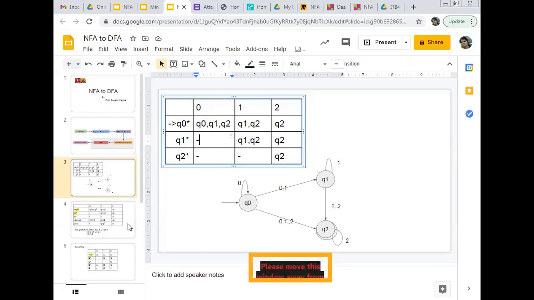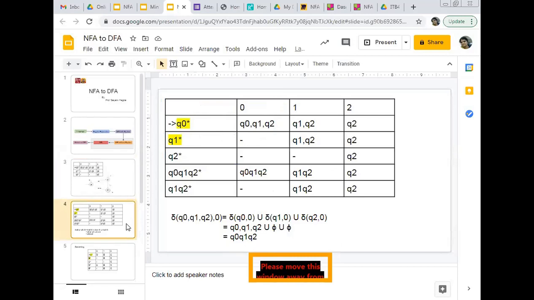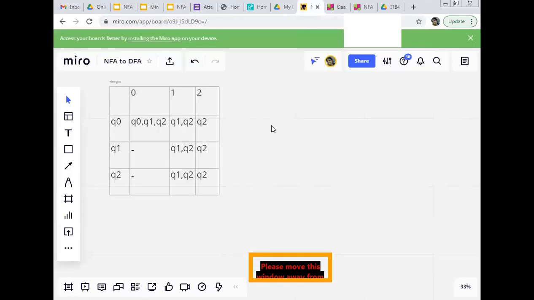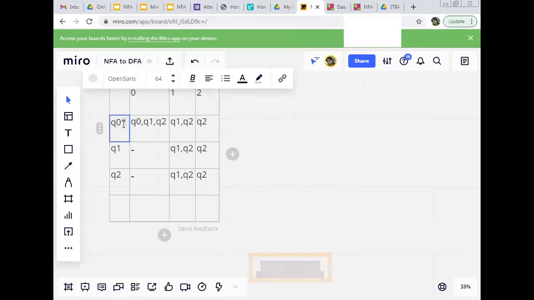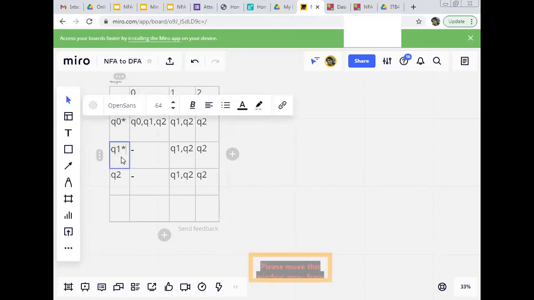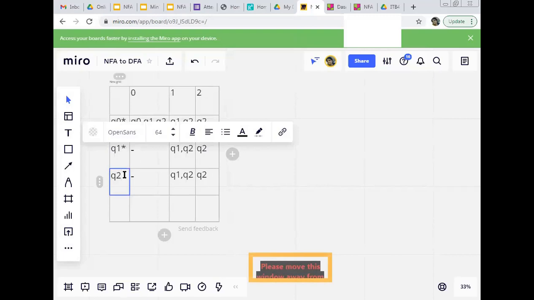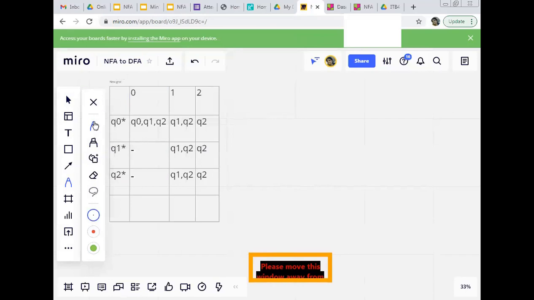Very simple steps. Just see this. I'll just take this one. Q0, I haven't marked the final states. I have to mark them. And I haven't marked the start state.